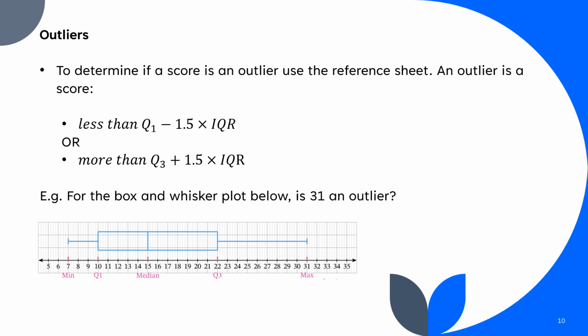How to find outliers. On your formula sheets, you have that an outlier is a score that's less than Q1 minus 1.5 lots of the IQR, or more than Q3 plus 1.5 lots of IQR. Obviously if it's less than, it's a really tiny score. If it's more, then it's a really large score. So for the box and whisker plot that we've just done, is 31 an outlier? If it is, we'll represent it by a cross, and our whisker would only go out to our other highest number.